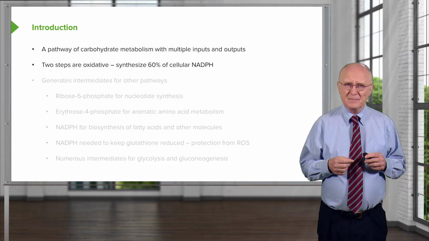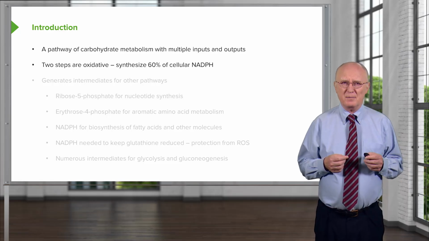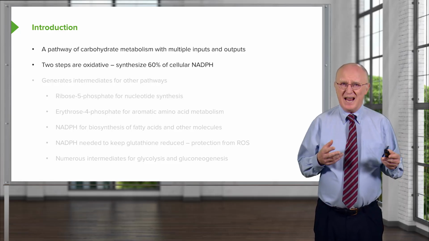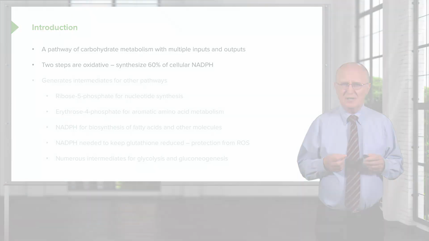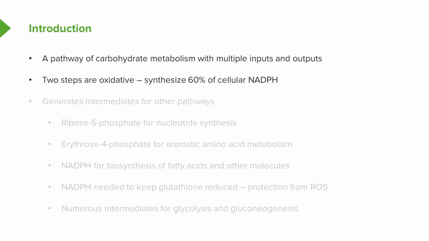Two of the steps of the pentose phosphate pathway are oxidative in nature, and they synthesize about 60% of the cell's NADPH. NADPH, of course, is necessary for making bigger and important molecules. The pentose phosphate pathway generates intermediates for other pathways as well.